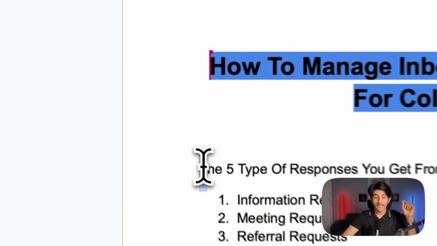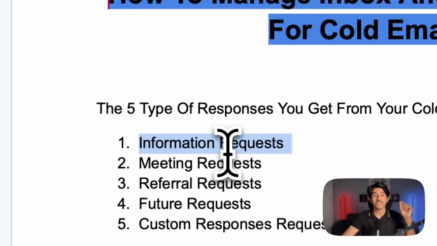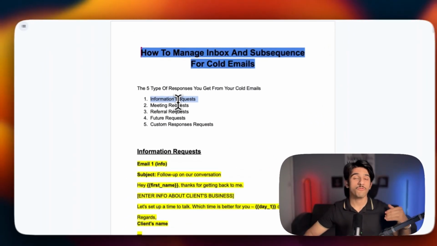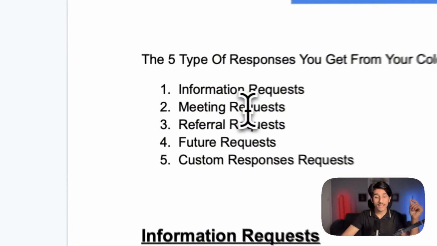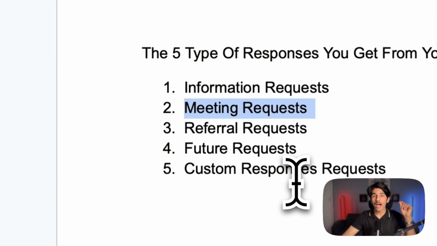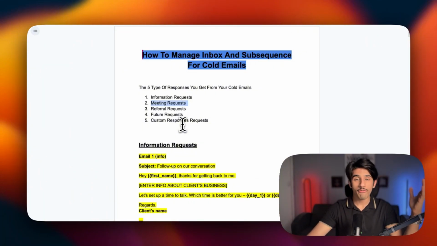So first of all, the 5 types of responses you get from the cold emails you're going to send. First of all, it's going to be information requests. The prospects will be asking for more information about the company, more about the service you're offering, more about the product, the tool, right? Then comes the part of meeting requests. You'll hardly get these sort of direct. If you have a really no-brainer offer, then you can potentially get these sort of emails and replies from the prospects. But if you don't have a no-brainer offer, then you might get information requests, you might get referral requests, you might get future requests, somewhere about that.